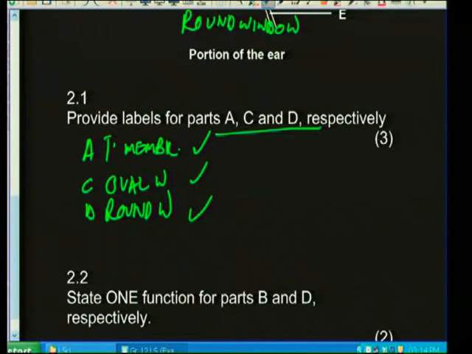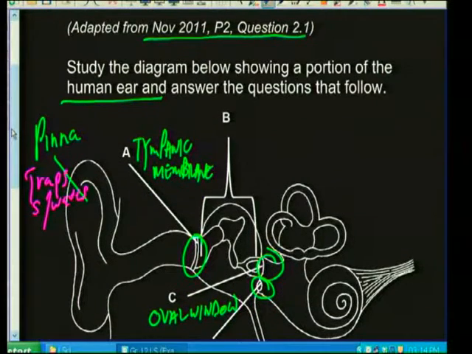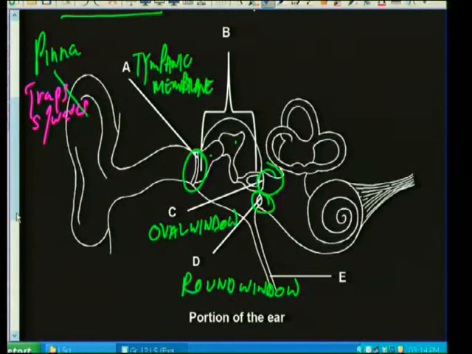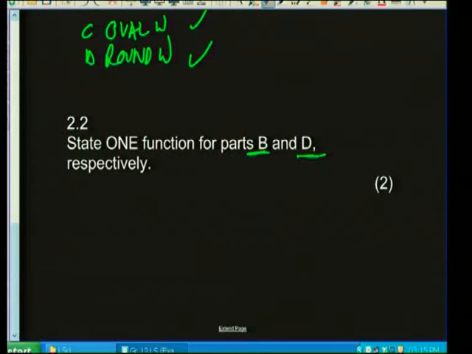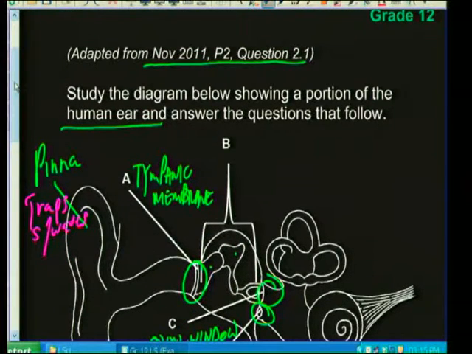State one function for parts B and D respectively. B and D. There's B. B, they're referring to 1, 2, and 3 together. This one, that one there, right? And D was the round window. So the function of the ossicles, B being the ossicles. Remember, in a diagram, if they had to ask you to label this thing here, from here to there, B, you would say ossicles. You cannot write down hammer or anvil or stirrup in that, because it's not referring to any one of them. It's referring to them as a group.